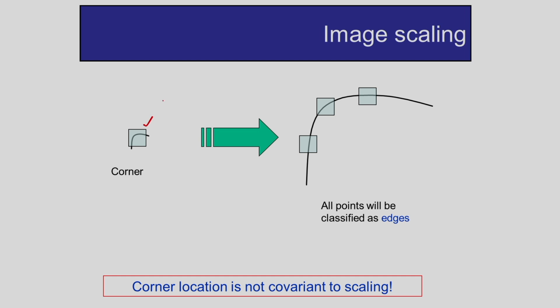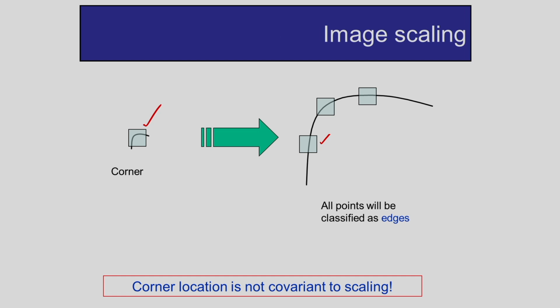So, I am considering one corner point and I am doing the scaling. In this case you can see the window function is moving, so that we can determine the change in the brightness, the change in the intensity. Then, based on the Harris corner detector algorithm, all the points will be classified as edges. So, that means the corner location is not covariant to scaling.